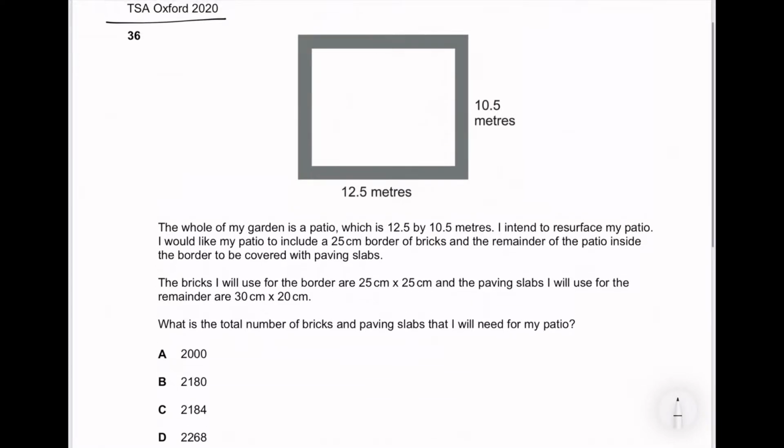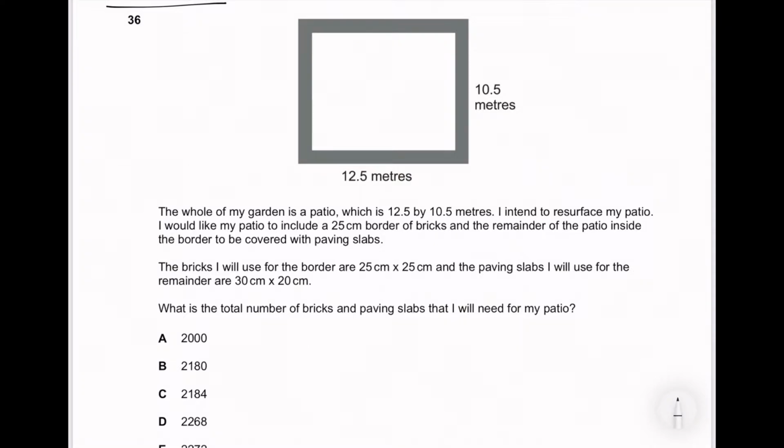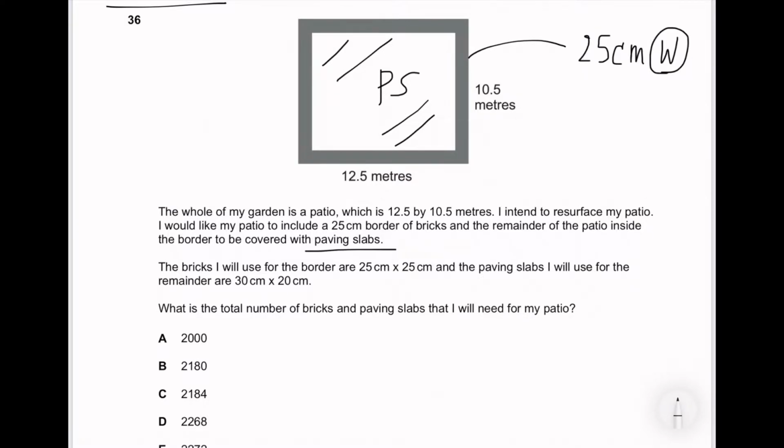Okay, the whole of my garden is a patio, which is 12.5 by 10.5 meters. I'm going to resurface it. I would like my patio to include a 25 centimeter border of bricks and the remainder to be covered with paving slabs. Okay, so this is going to be paving slabs. This black part here, this shaded part, is going to be 25 centimeters width, and I want it to be bricks.